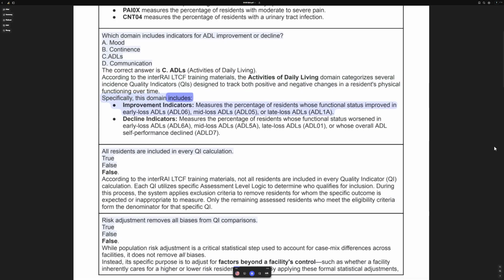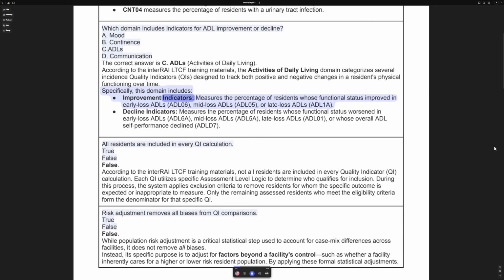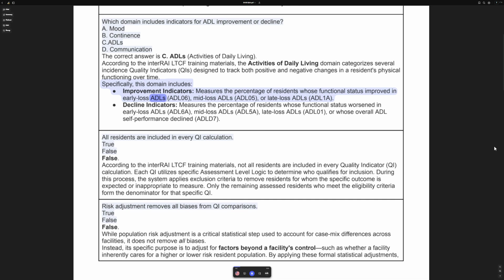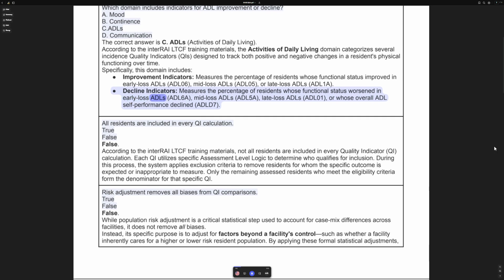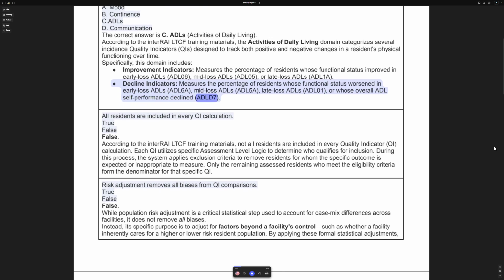Specifically, this domain includes improvement indicators, which measure the percentage of residents whose functional status improved in early loss ADLs, ADL06, mid-loss ADLs, ADL05, or late loss ADLs, ADL1A. Decline indicators measure the percentage of residents whose functional status worsened in early loss ADLs, ADL6A, mid-loss ADLs, ADL5A, late loss ADLs, ADL01, or whose overall ADL self-performance declined, ADLD7.